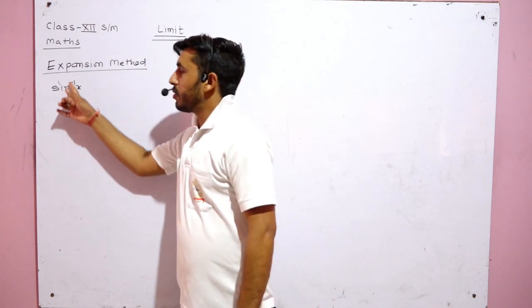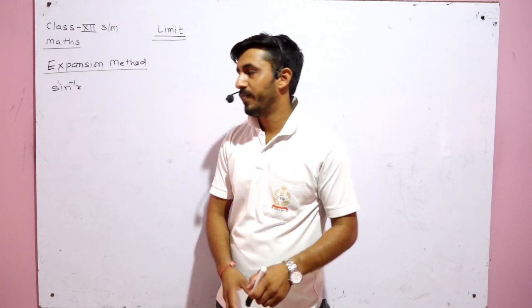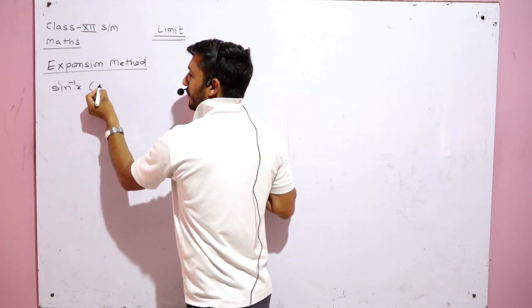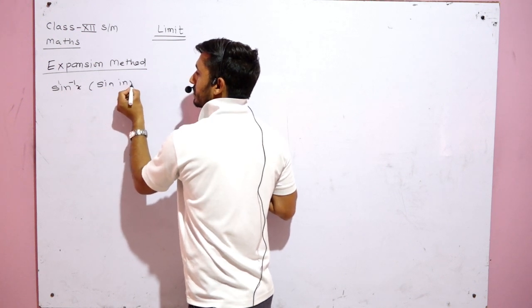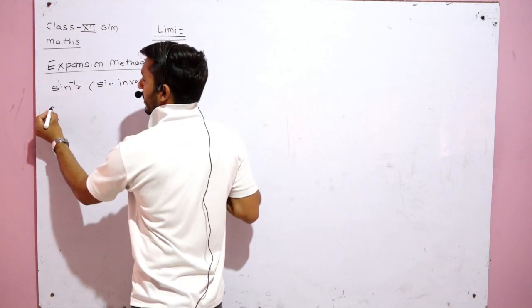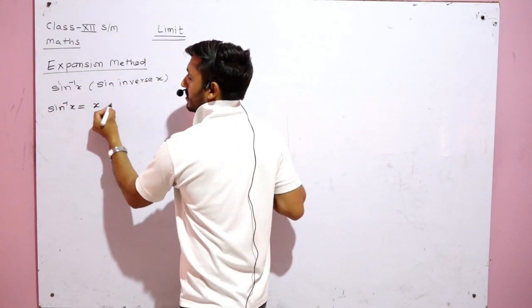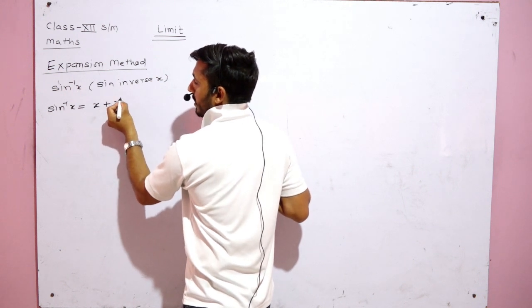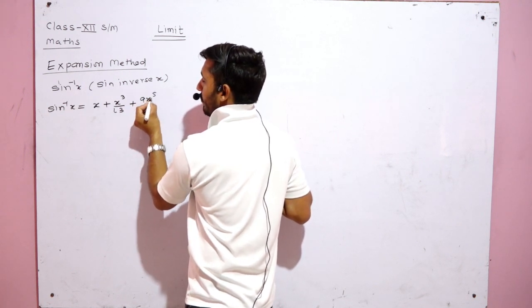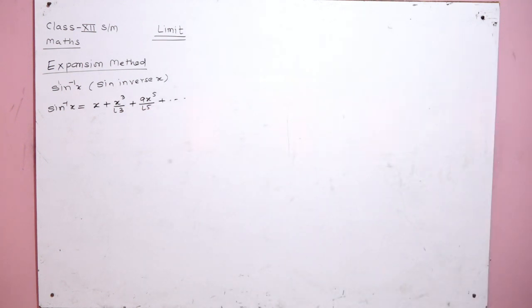You have to know that this is not the power, this is the notation of the inverse function, sin inverse x. For this function I will explain it like sin inverse x. Then we have to write down the expansion of sin inverse x. It is given as x plus x to power 3 upon factorial 3 plus 9x to power 5 upon factorial 5 plus and so on. It is given as this type.